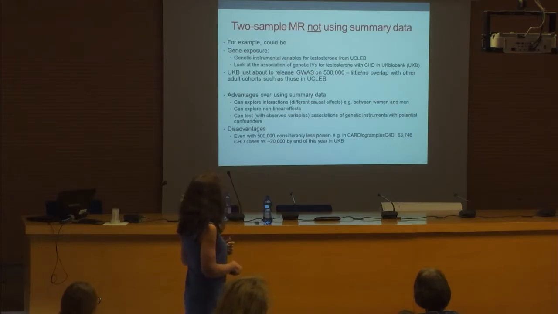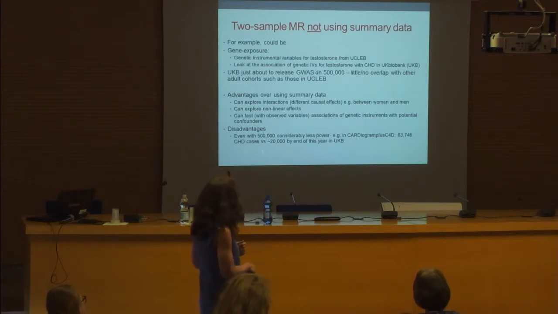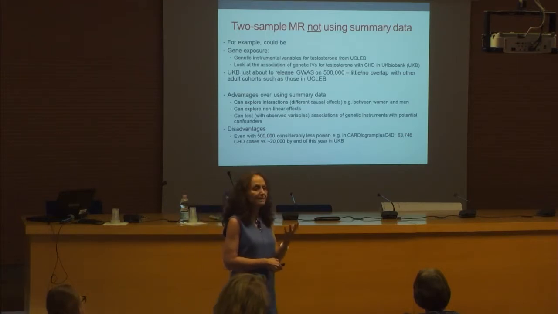But in comparison with taking the testosterone GWAS data to CARDIoGRAM C4D, which is the biggest consortium of coronary heart disease, we have 64,000 cases of coronary heart disease in that consortia, whereas UK Biobank is hoping that by the end of this year they will have 20,000. So it's a threefold magnitude greater.